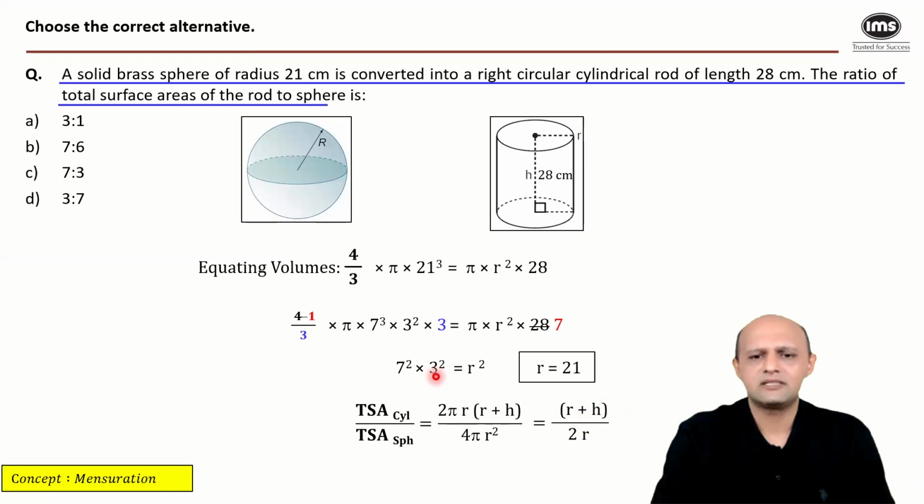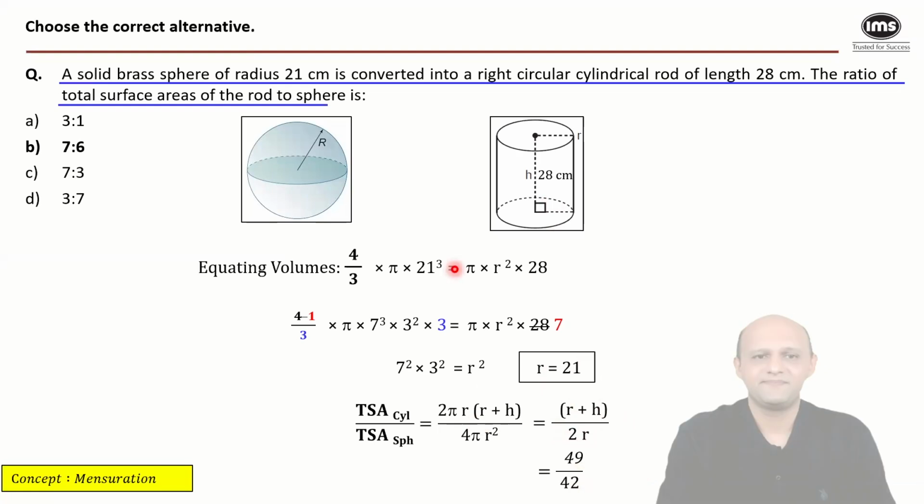What's the value of r? Obviously, 21. Now, if you substitute these values here, you get 21 plus 28, which is 49, upon 2 times 21, which is 42. So 49 is to 42 would cancel out to give you 7 is to 6, which is the lowest ratio. And therefore, the answer is option B.